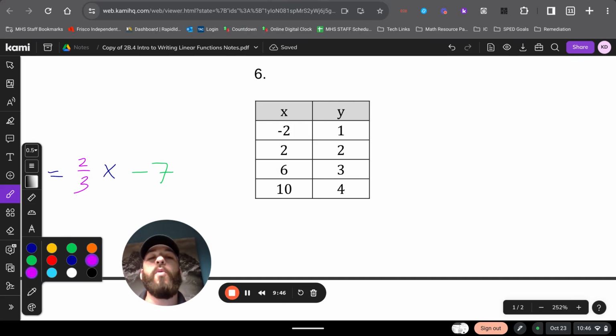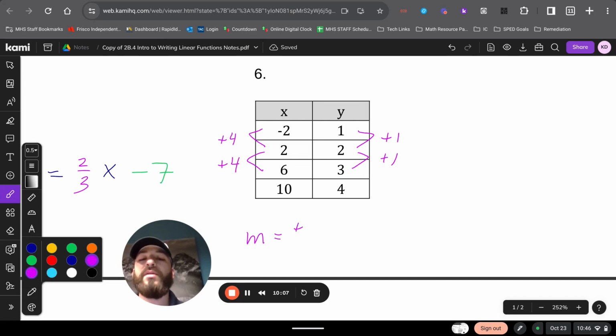So from 1 to 2, my y value is going up by 1. From 2 to 3, my y value is going up by 1. So my change in y is definitely 1. From -2 to 2, we are going up by 4. From 2 to 6, we're going up by 4. So my change in x is definitely positive 4. So my slope would be positive 1 over positive 4, which of course we can just write simply as positive 1/4.